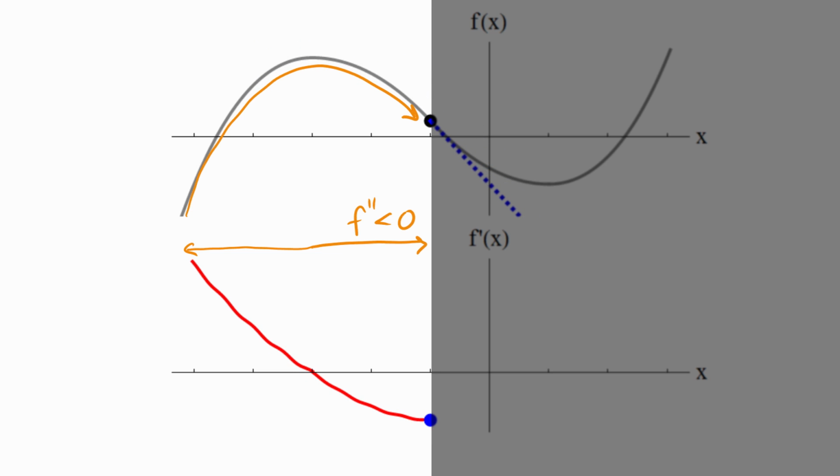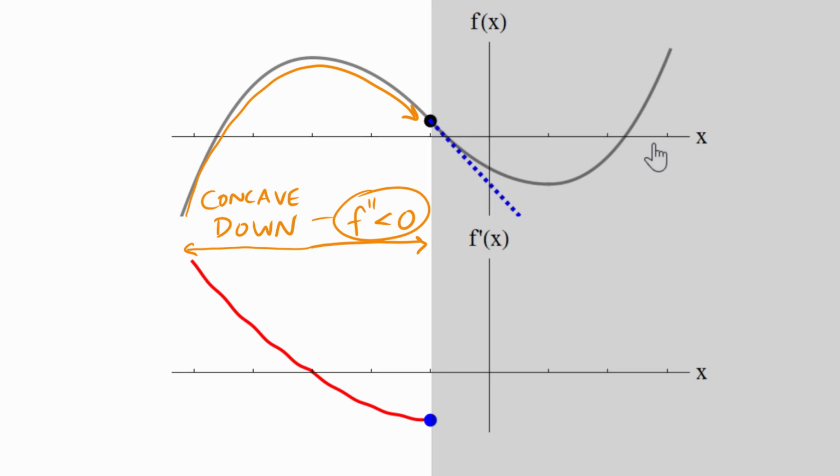And this bending downward, or turning to the right, that's called concave down. And concave down graphs correspond to negative second derivatives and decreasing first derivatives. So that finishes our analysis of the left half of our function. We're going to ask you to work on the right half on your own, and then we'll wrap things up and be on our way.